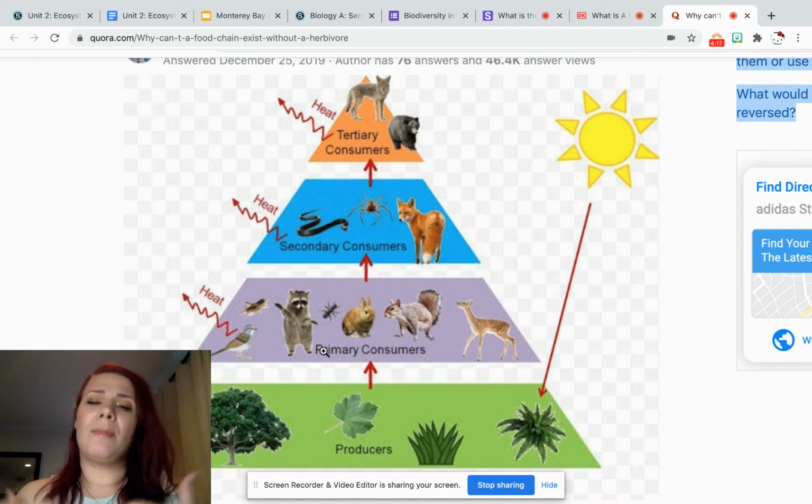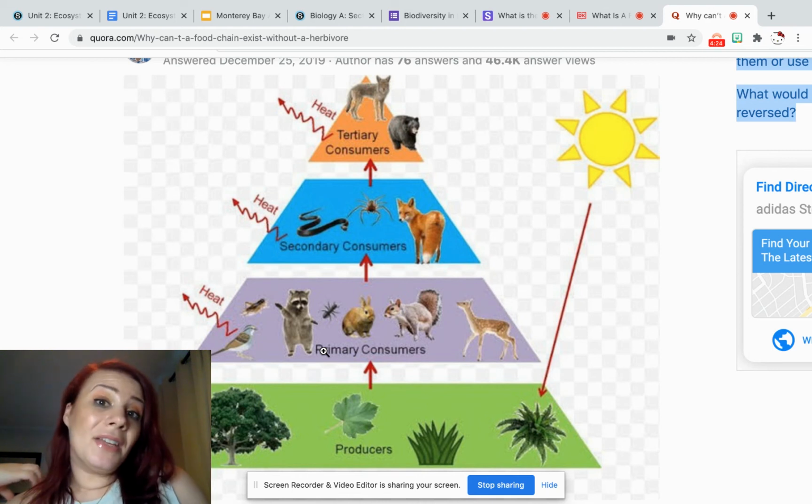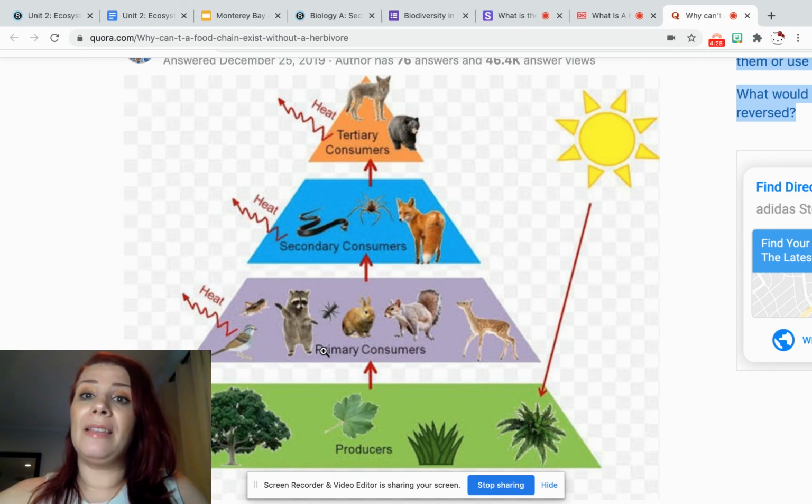And a lot of this energy, if you're wondering where that 90% of energy escapes to, where does it go? Some of it the animal uses for certain processes inside. Some of it goes to waste, right? And a lot of it is actually lost as heat. And that's why I like this diagram, because it shows that heat loss.